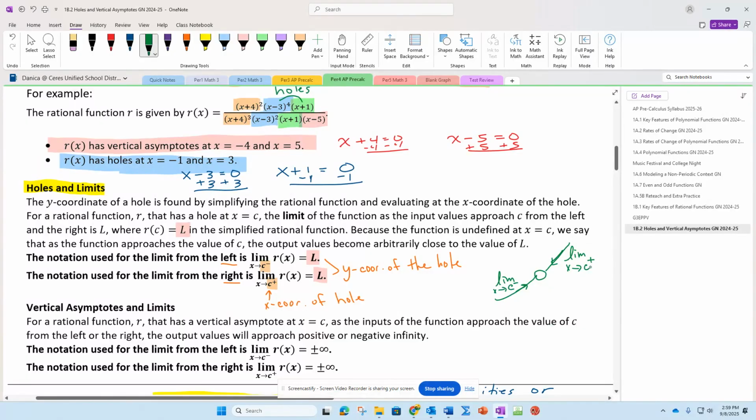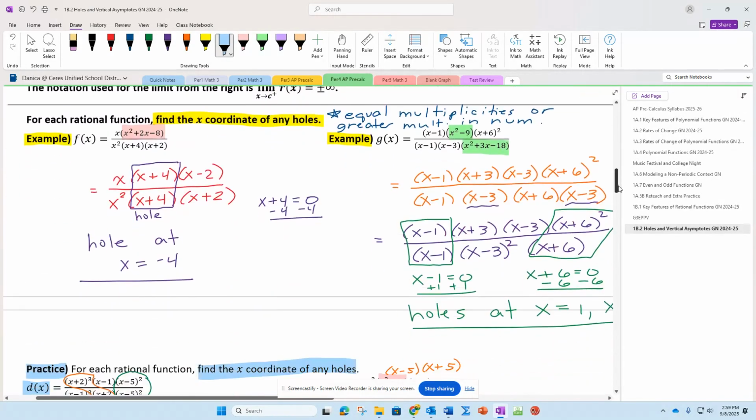So whether it's a minus or a plus depends if we're on the left or the right of the hole and heading towards the hole. And then we use our function notation here. Here it's called r of x, but whatever it's called, that's what we use. So let's go back to that example now.